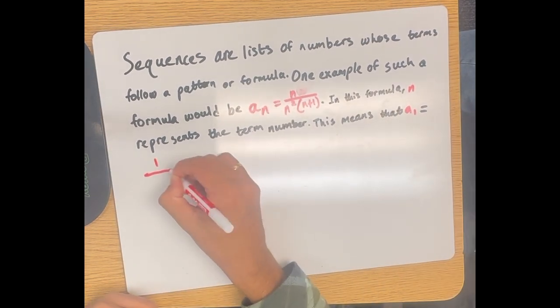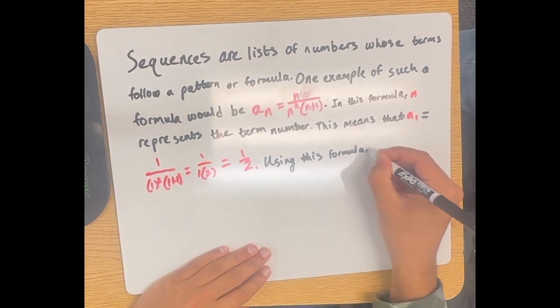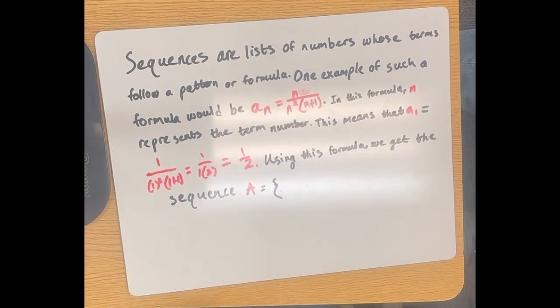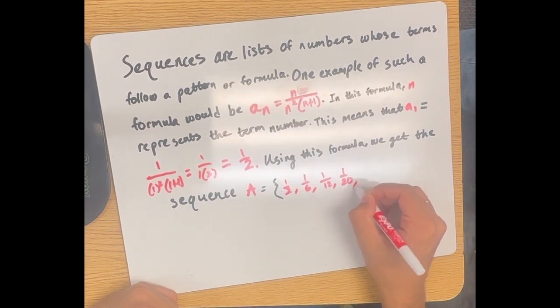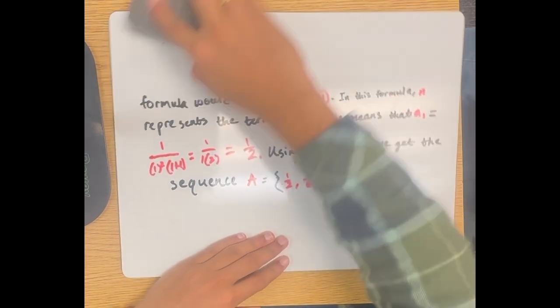So a1 would be 1 over 1 squared times 1 plus 1, which is just 1 over 2, or 1 half. And if we use this, we get the sequence a equals 1 half, 1 sixth, 1 12th, 1 20th, 1 30th, and so on.